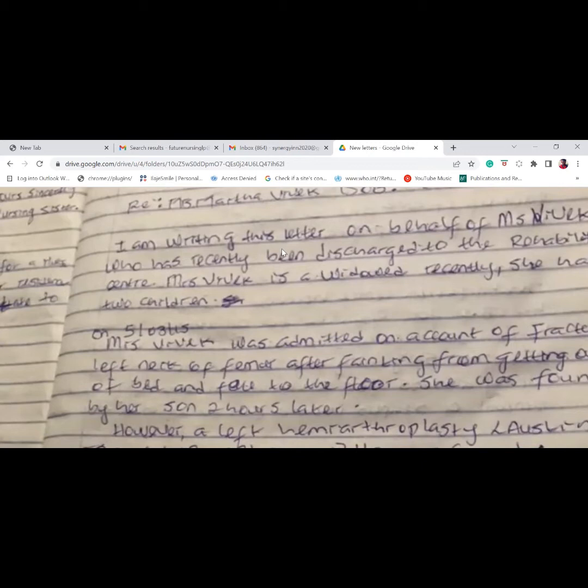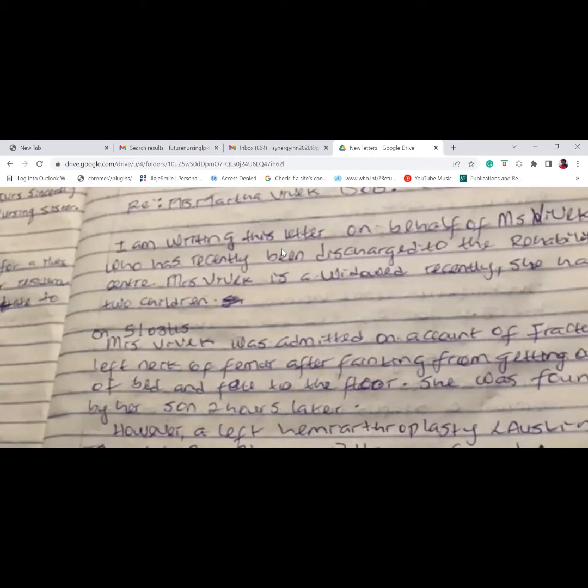"Vec is a widow recently" — that English is not right. It says she is widowed recently and she has two children. You can put her age there: Miss Vivek is a 75-year-old widow with two children. Okay, as much as possible, save your words. So "recently" might not be too relevant.